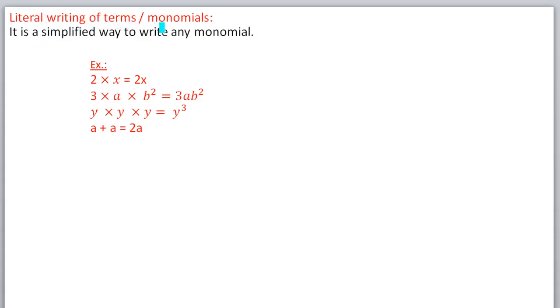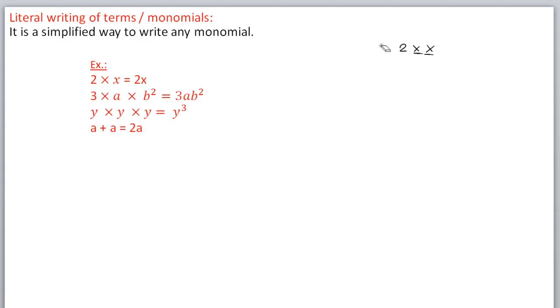Literal writing of terms or monomials. It's a simplified way to write any monomial. Example, 2 times x. Here we should differentiate between the times sign and the x sign. So in order to differentiate between them, in your copybooks you must write like this. For example, 2 times, never write x like this. So the teacher couldn't differentiate between this and this. Which one is x, which one is times?